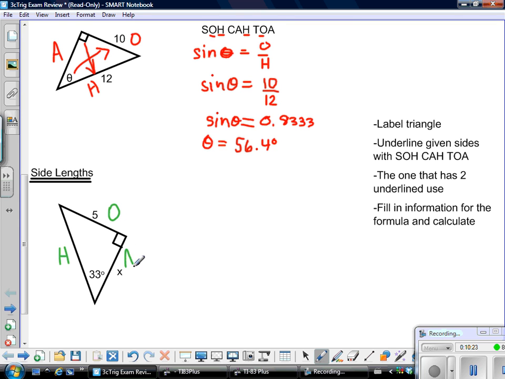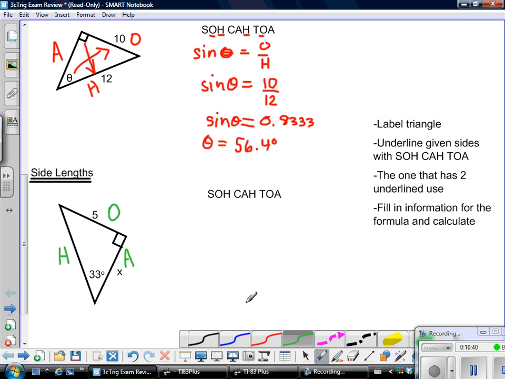so 5 is opposite, and my x is adjacent. So again, what I'm going to do is literally take my SOHCAHTOA, clone it and bring it down here, and hopefully it stays for me. Yes, it did. And I'm going to underline what I know. I only know 5, and 5 is my opposite side. But I want to find x, which is the adjacent side, so I'm going to underline it as well.